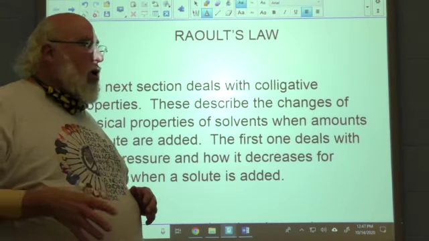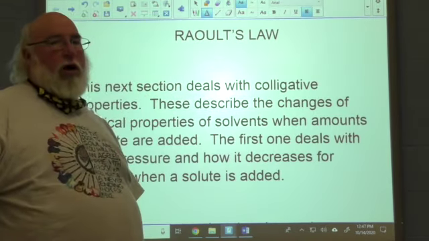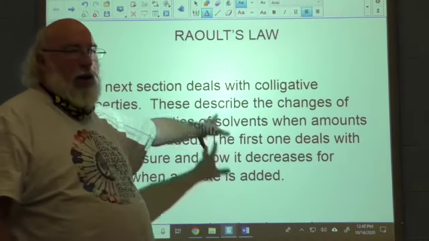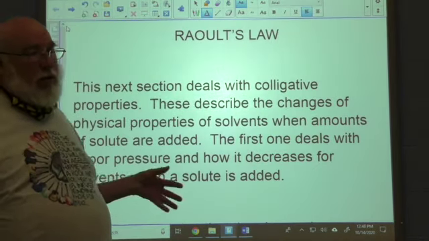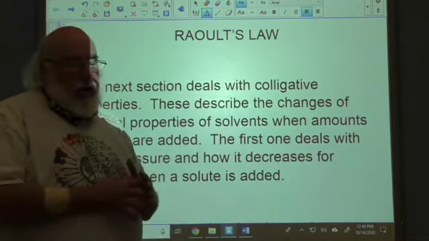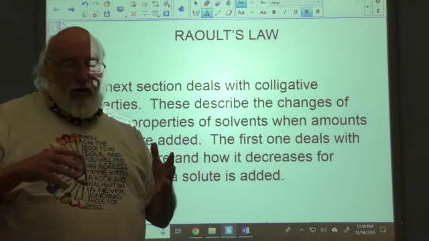The first one we're going to talk about today is what is known as Raoult's law. Now, this is what we're going to be doing our lab on, this particular law. This is all about vapor pressure.